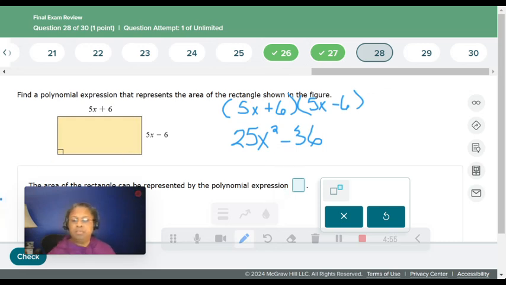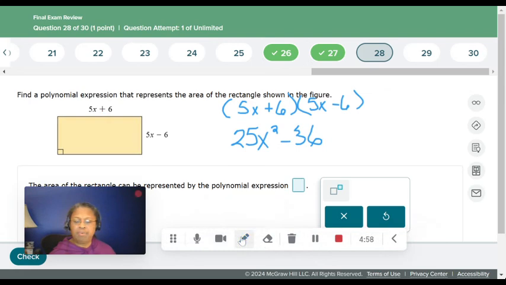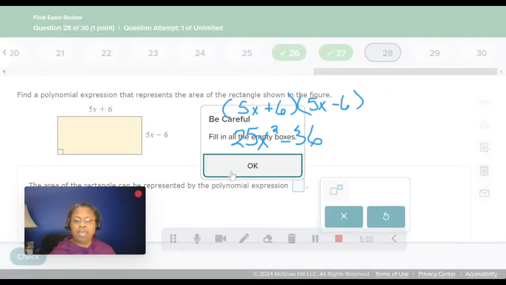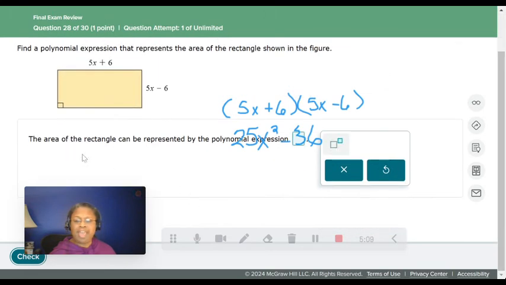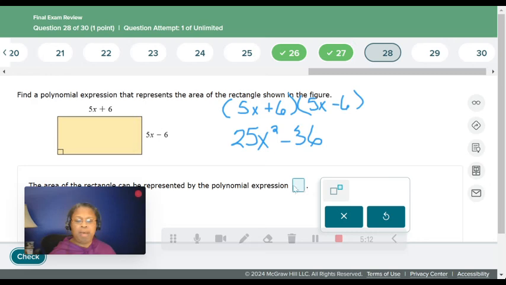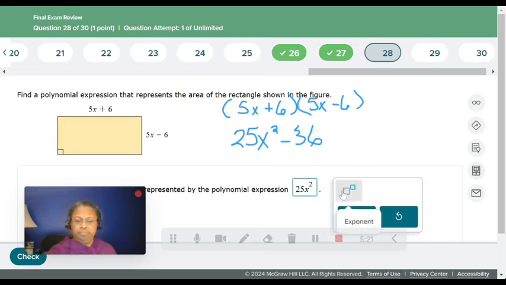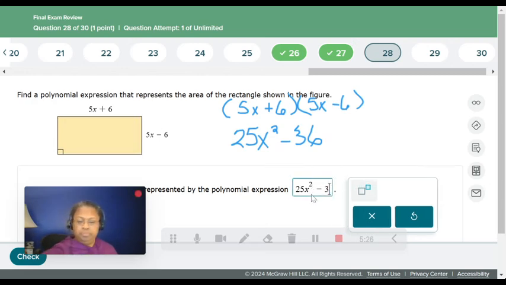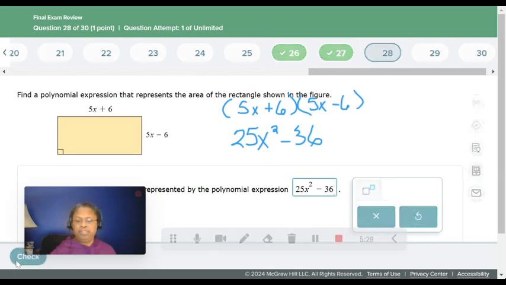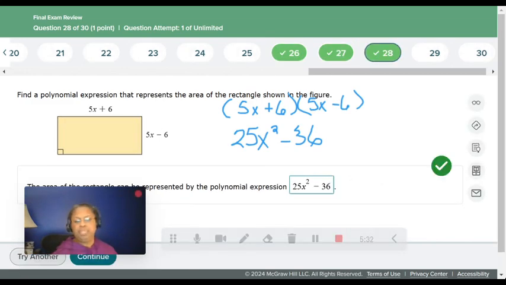Okay? So let's make sure we understand what they're asking for. Find a polynomial expression that represents the area. Then they say the area can be represented by this polynomial expression. Let's see if that's what they were asking for. So they did want us to multiply it out because they wanted the area.